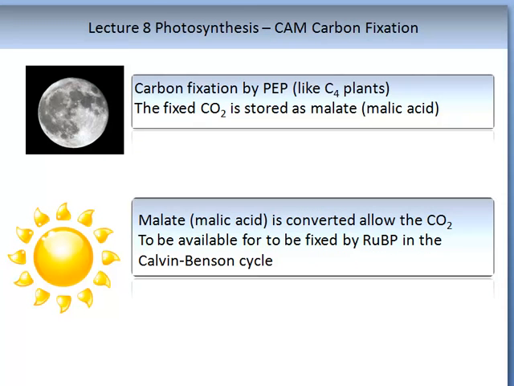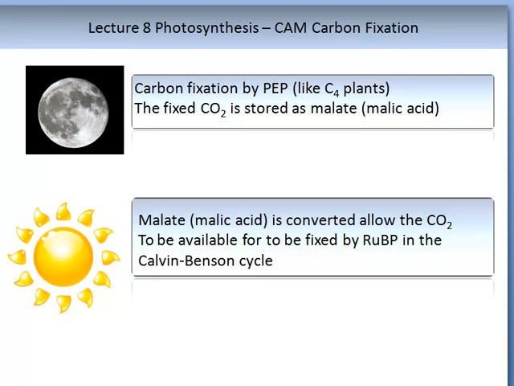This diagram sums up the overall process of CAM carbon fixation. On the top we have a picture of the moon indicating the night. During the night, the stomata are open. CO2 is allowed into the plant and carbon fixation occurs by the process of PEP. You will remember this from the C4 plants, and it is identical. The fixation of the CO2 is stored as the compound malate, also known as malic acid.